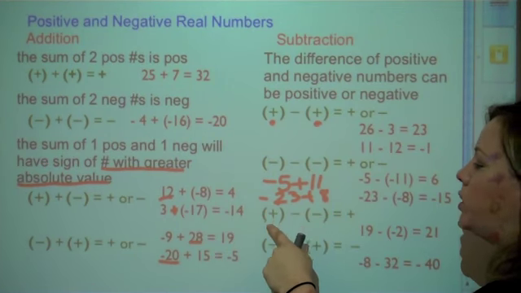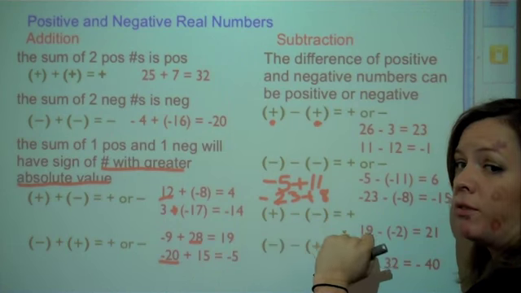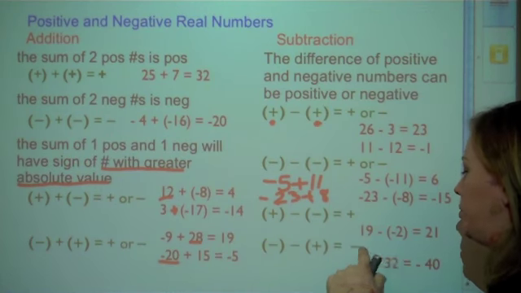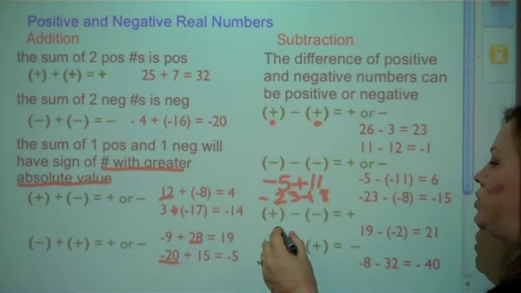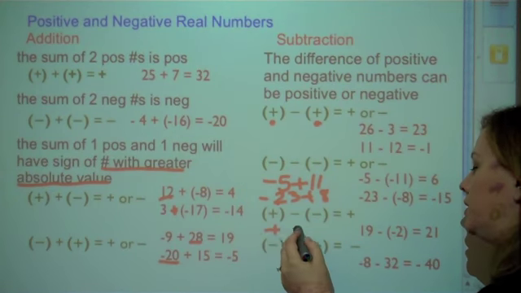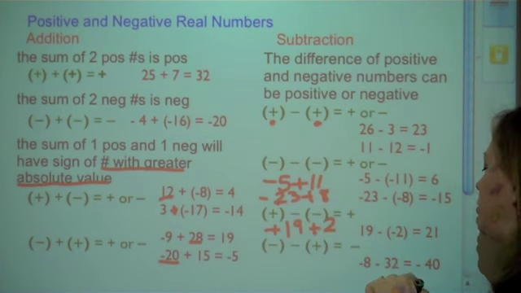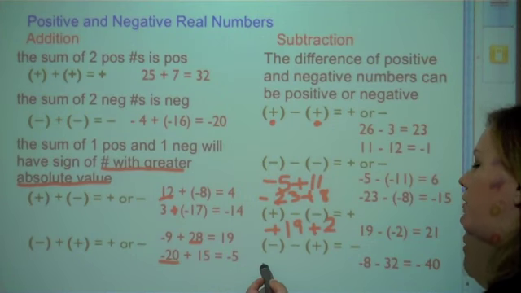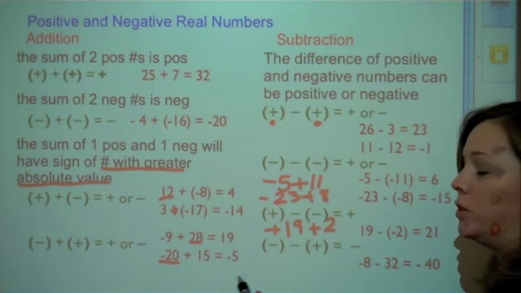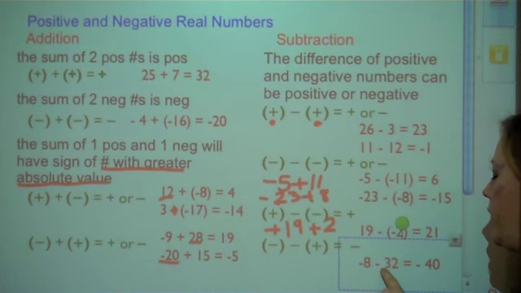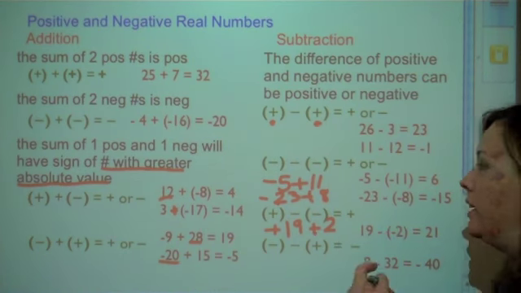Now, if you are subtracting a negative from a positive, that result will always be positive. Again, 19 minus negative 2 will be positive. 19 minus negative 2 becomes 19 plus 2, which is 21. If you have a negative minus a positive, the result will always be negative. For example, negative 8 minus 32 is negative 40.